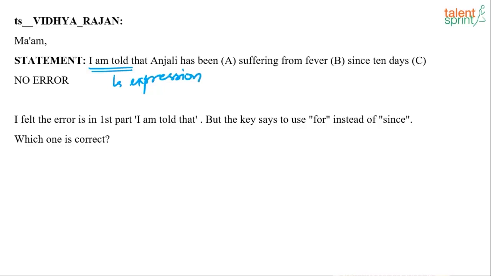Okay, and what is the meaning? We can also, instead of I am told, say rumor has it. Rumor has it that Anjali has been suffering from fever since 10 days.